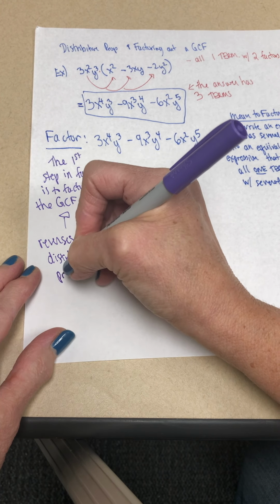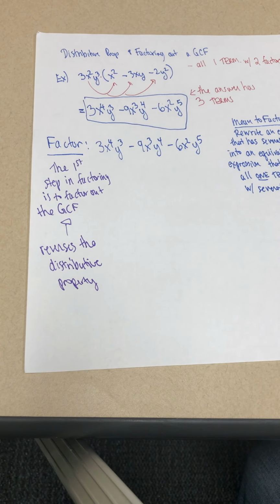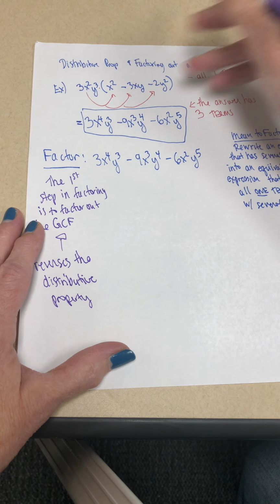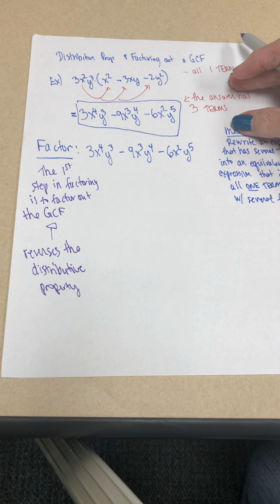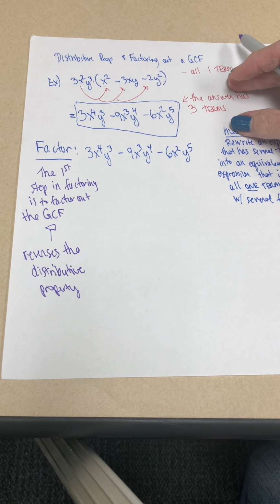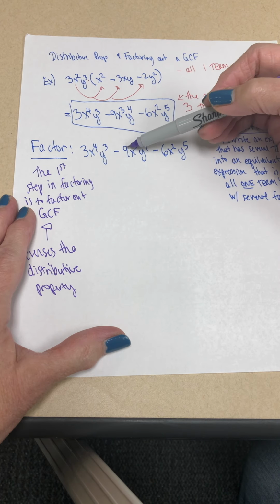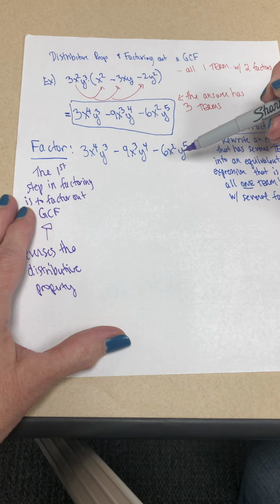It's the best way to think about this. When you use the distributive property, it's always one term in front of one set of parentheses, and you distribute. So we want to undo that. To factor out the GCF, you have to find the GCF. There is a GCF if you can see a number that divides into all the coefficients. I see that 3 does.